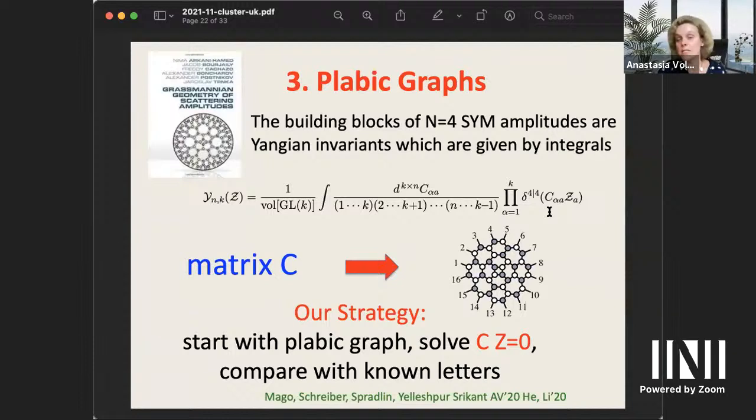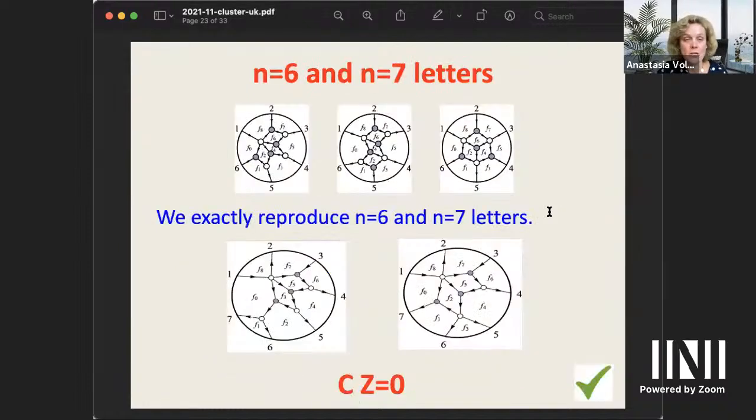So the idea is very simple. We start with a Plabic graph, solve CZ equals 0, and compare with known letters. So it's a very graduate-student-oriented process. You don't need to do anything other than linear algebra. You just open your favorite program, which parameterizes your graphs, and solve for the letters.